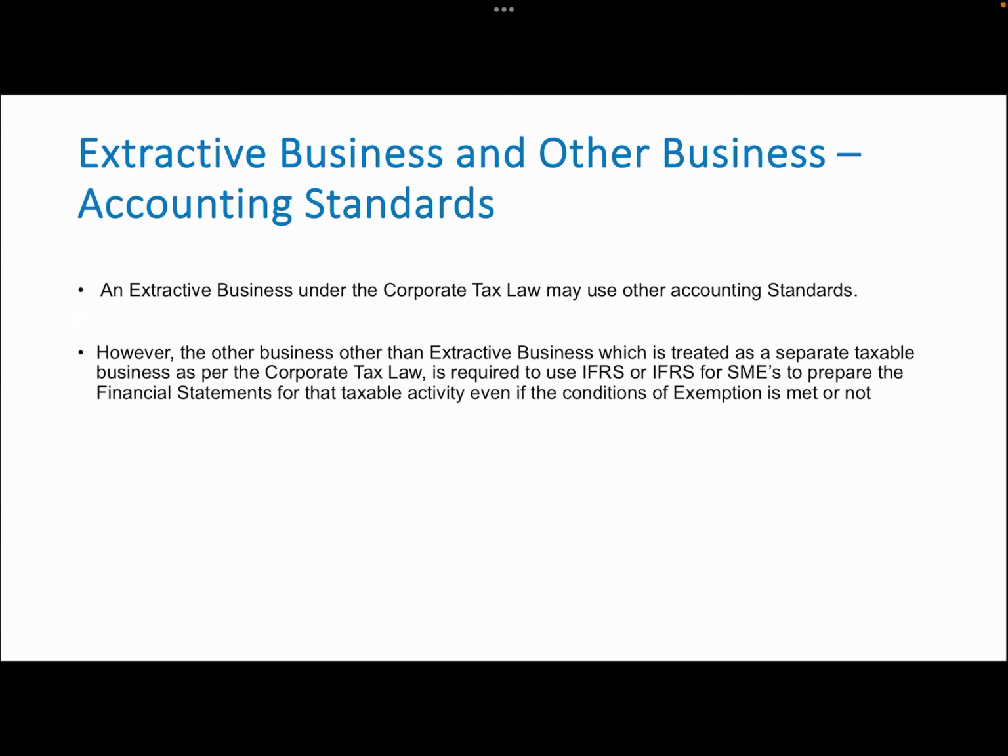Now, what are the accounting standards? Obviously, when an extractive business is exempted from corporate tax, it may use any other accounting standards. However, the other business, other than the extractive business, is treated as a separate taxable person when its total revenue exceeds 5%, and that's when it will be subject to corporate tax. When it is subject to corporate tax, the business will be exposed to the accounting standard. What is the accounting standard set by the FTA? IFRS. Any business where the revenue exceeds 50 million needs to follow full IFRS. If the business does not exceed 50 million, then it may follow IFRS for SMEs.